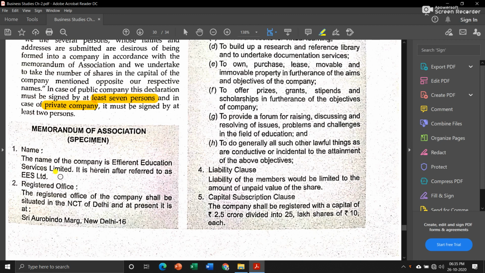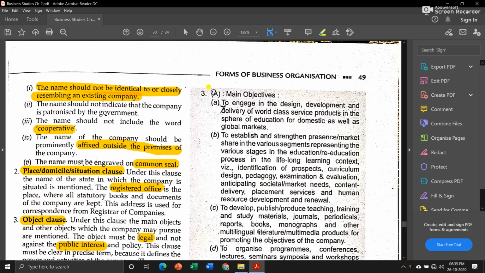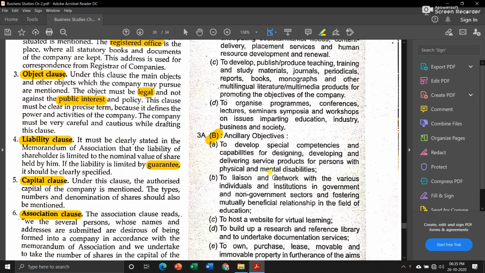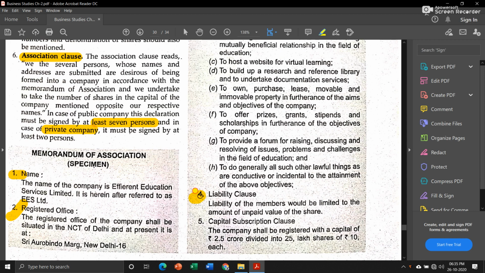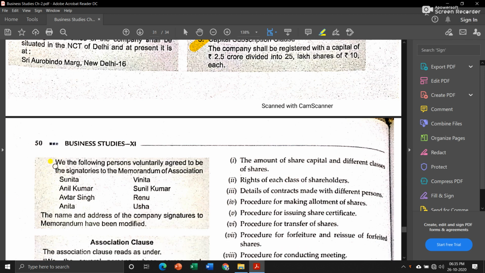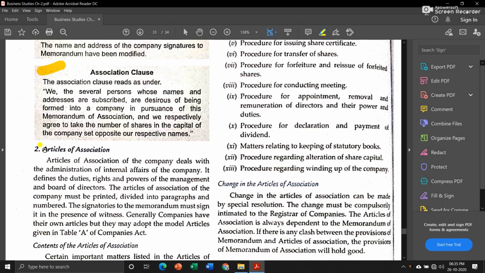Now this is a pro forma of memorandum of association. Means name clause, place clause, then object clause, then this is also a part of object clause, means ancillary objective, means secondary objectives, then liability clause, then capital clause, and at last association clause here. Now next important document is articles of association.